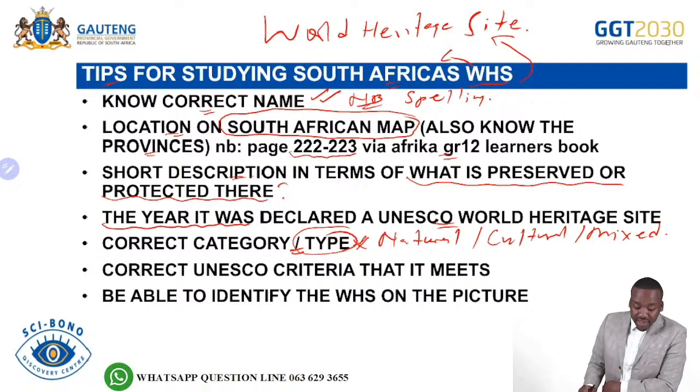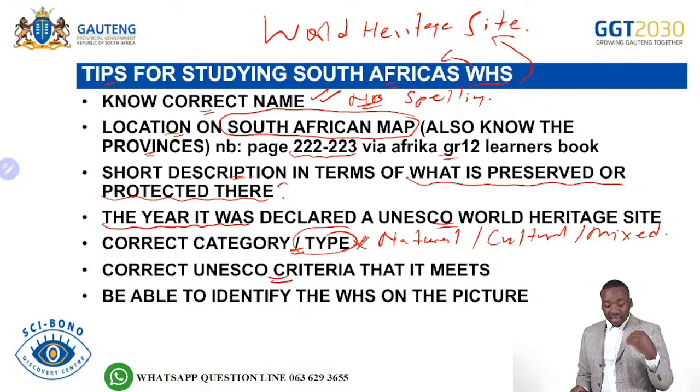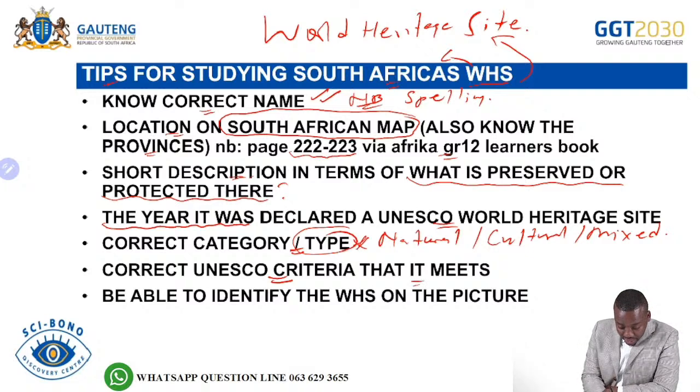Then remember I said earlier that not every site or attraction can be declared a World Heritage Site, but it has to meet the UNESCO's criteria. So when you are busy discussing or summarizing each World Heritage Site, you also need to know the UNESCO's criteria that it meets, right?